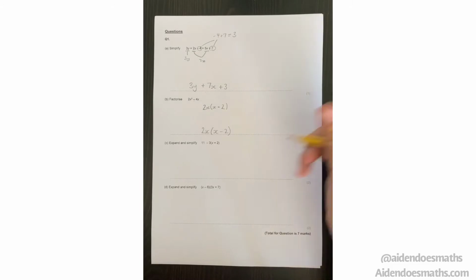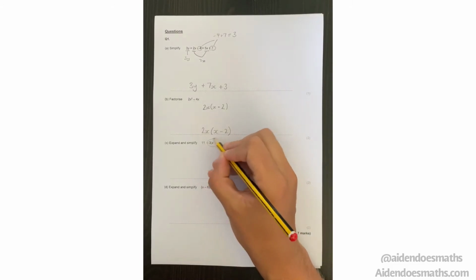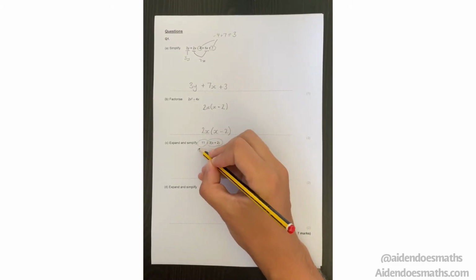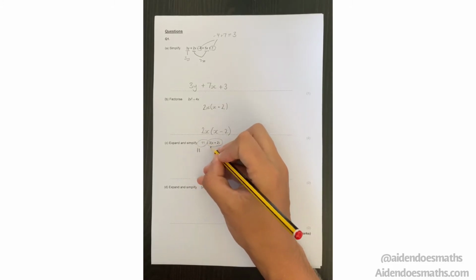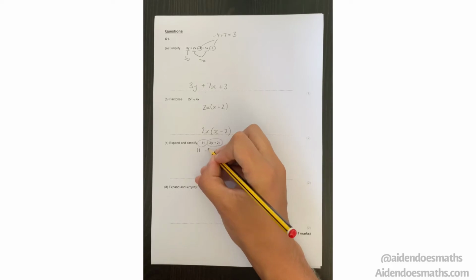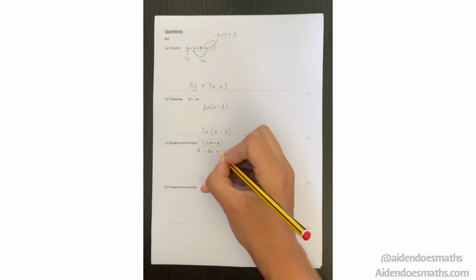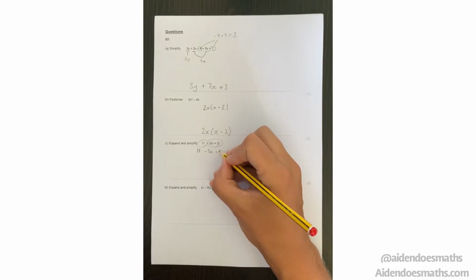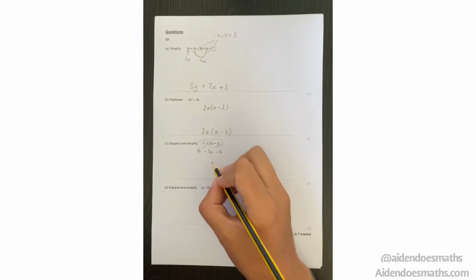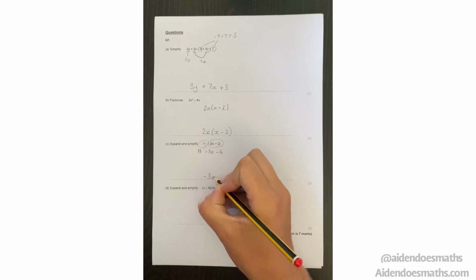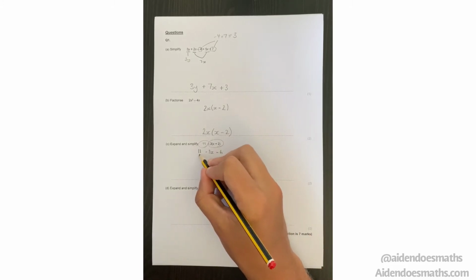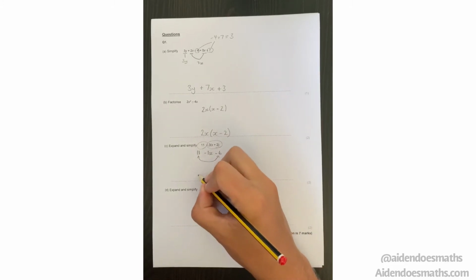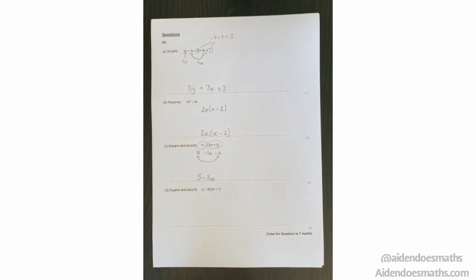Okay, expand and simplify. So we need to imagine this is one part and this is a separate part. So we're going to keep that 11 the same. Okay, so minus 3 times x, minus 3x. Minus 3 times 2. Now be careful. It's not 3 times 2, it's minus 3 times 2. So minus 6. Okay. So we've definitely got that minus 3x. Now 11 minus 6 gives us 5. So our answer there is 5 minus 3x.